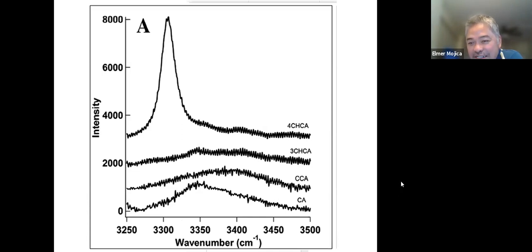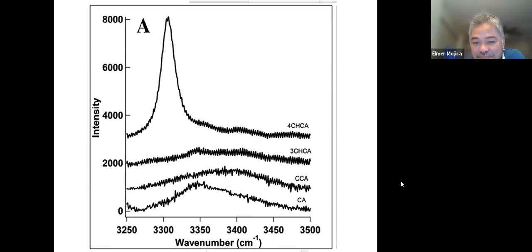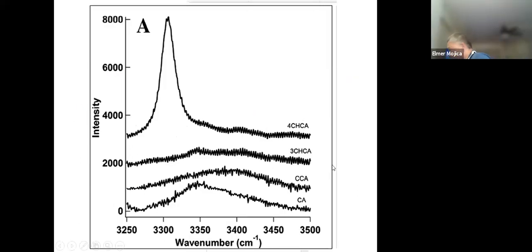Nakalimutan nyo na? Group. OH group. So if you look at the functional group in the structure, there is an OH here, an OH here, and an OH here. How come the OH of this is more prominent compared to the one in this position? That's the one that caught our attention.